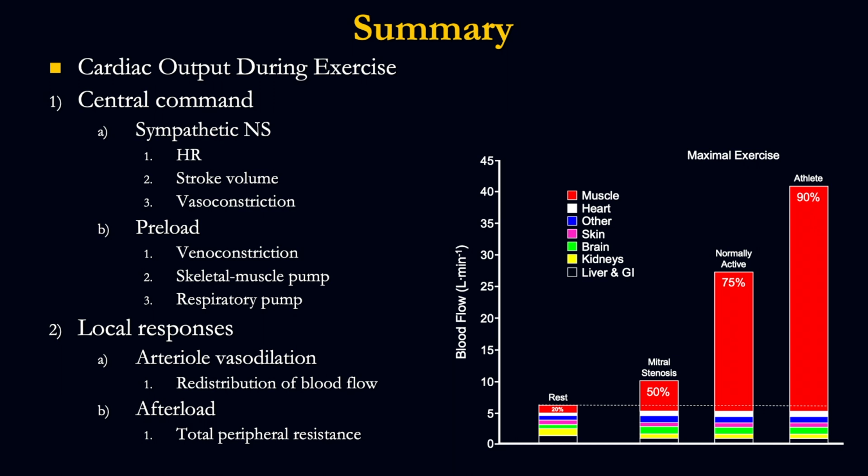We talked about the importance of preload and how we can increase preload. There are 3 ways to increase preload: through venoconstriction via the SNS, the skeletal muscle pump, as well as the respiratory pump. We talked about how we redistribute those red blood cells through the working muscle. We have arterial vasodilation, which causes a redistribution of blood flow, as well as a drop in total peripheral resistance that causes a decrease in afterload and the amount of work that the heart has to perform.